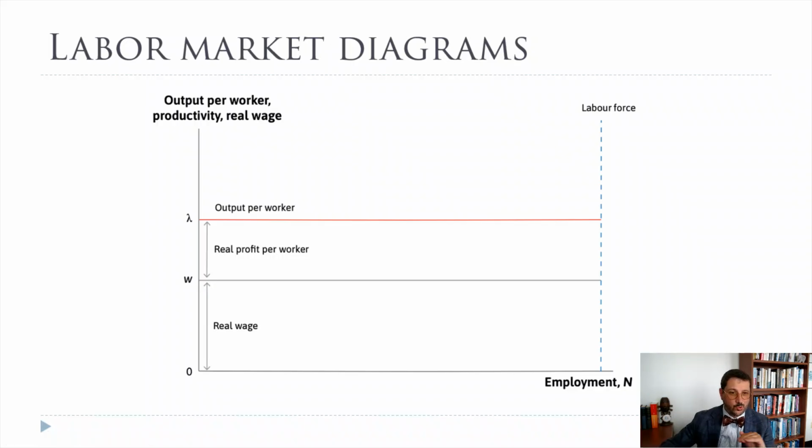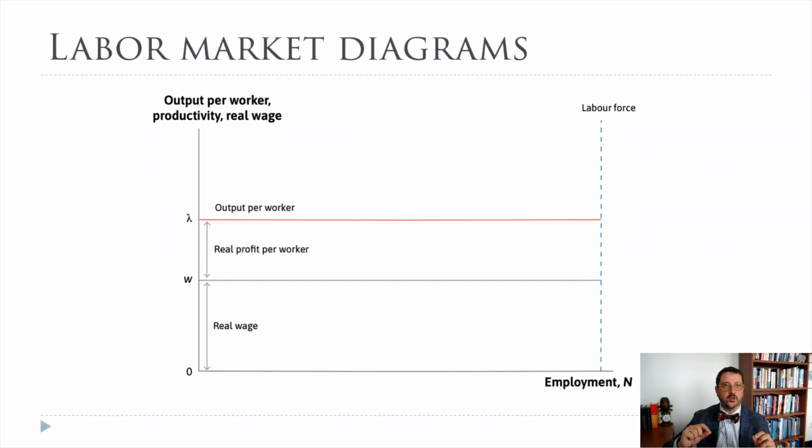Now, notice this is a horizontal line. So this horizontal line says the employment doesn't matter. In equilibrium, workers are going to get paid W no matter what the employment is. And that makes a certain amount of sense, although we'll talk about what happens in disequilibrium.